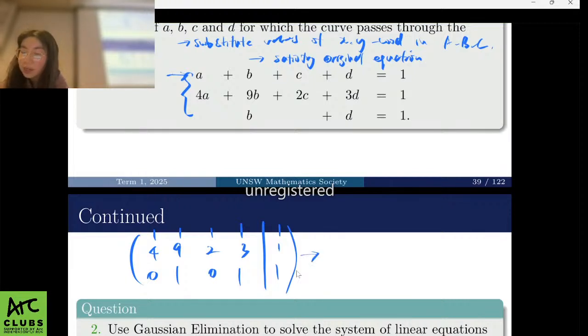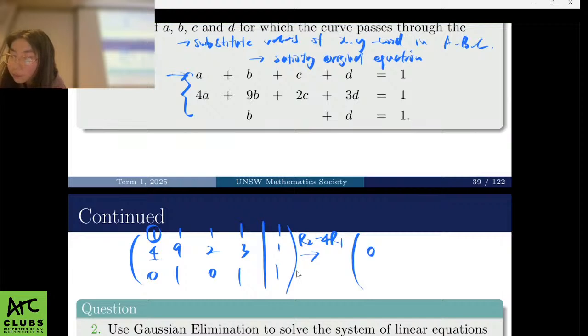So what we can do first is, we have this matrix in a very favorable form because, as you can see, the first entry on the top left is 1, right? We always want to have 1 or -1 on this position. So then what we can do is row 2 minus 4 row 1 to get rid of this 4 below the 1, which is when we start reducing it to its row echelon form. So then we would get 0, 9 minus 4, which is 5, 2 minus 4, which is -2, and 3 minus 4, which is -1. The top row stays the same. On the right, we have 1 minus 4, which is -3, but everything else stays the same.